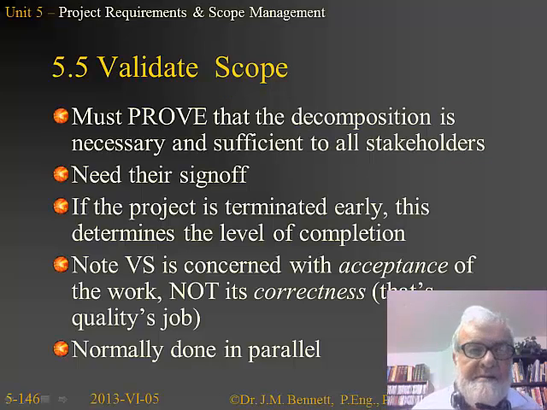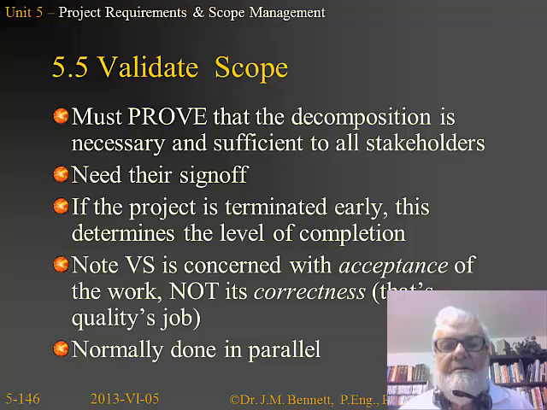Okay, the rest of 5.5 is validate and control the scope. And here we're trying to prove that the decomposition is necessary and sufficient for all the stakeholders, and we need all of the stakeholders to sign off on that decomposition. And God forbid, if the project is terminated early, then this is going to prove the level of completion of the project itself.